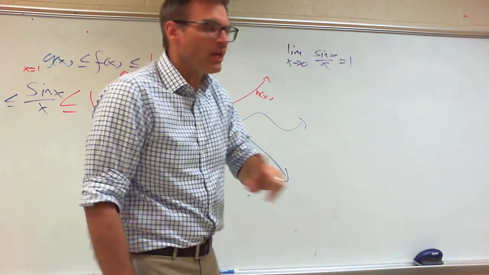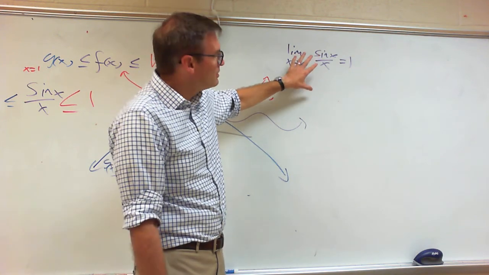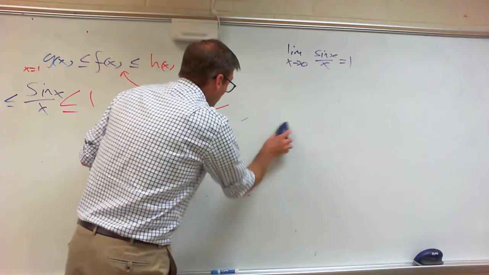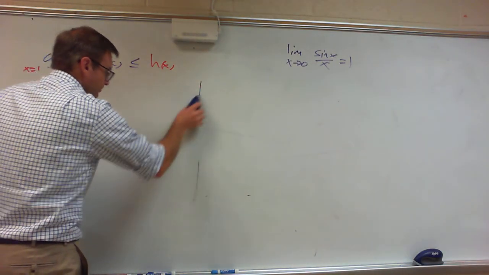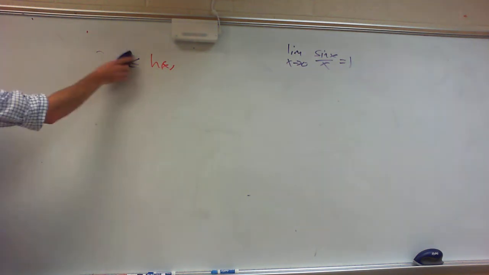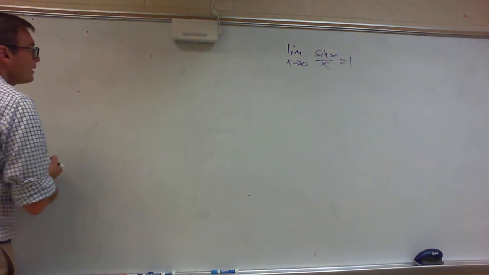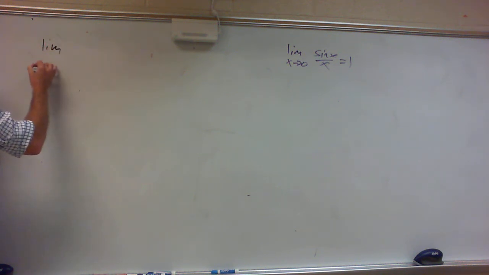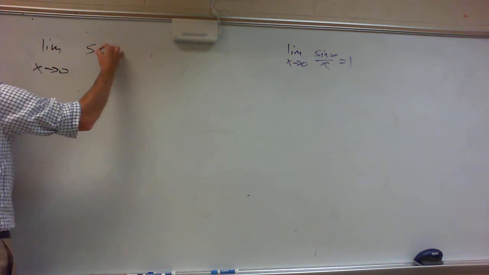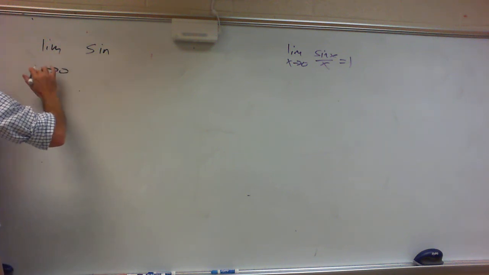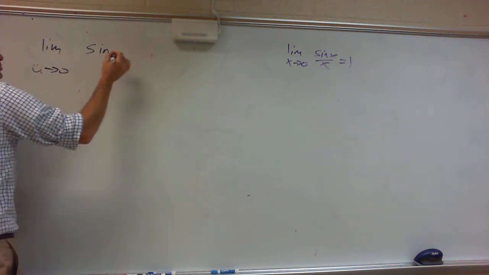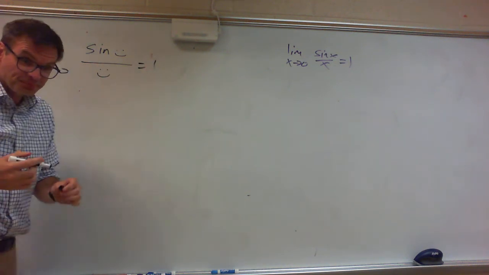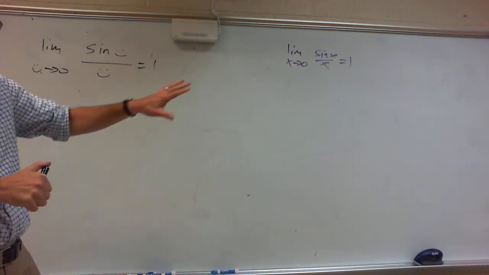Now, I've actually just changed a little bit. This is sort of the specific answer. The general rule for this is, let's see, the limit as happy face goes to 0 of sine of happy face over happy face is equal to 1. I like using happy face. It gets us away from the x.